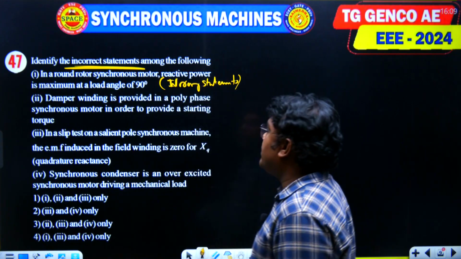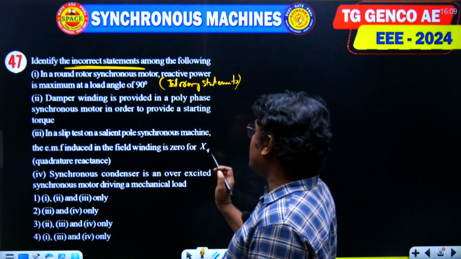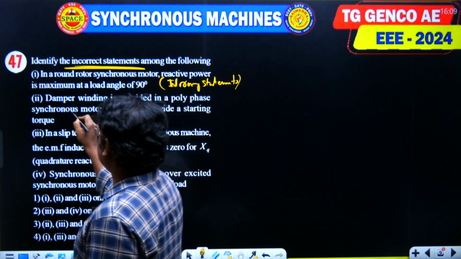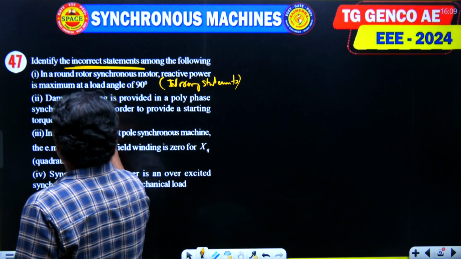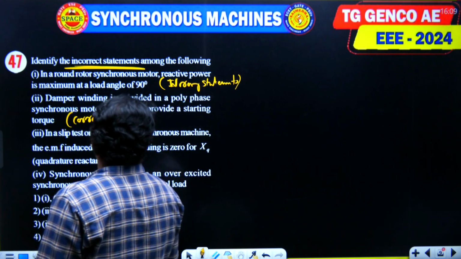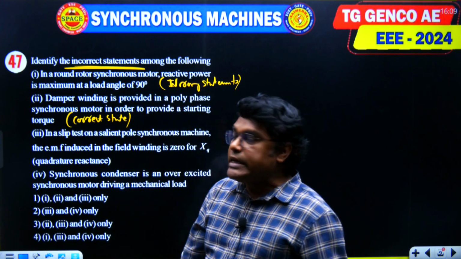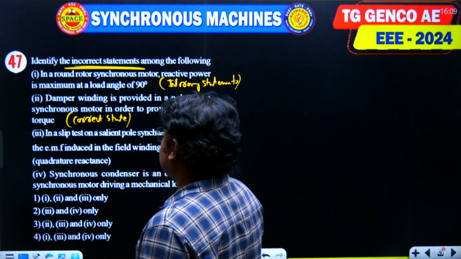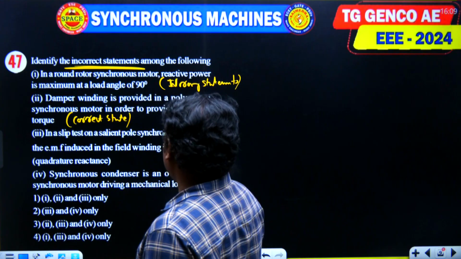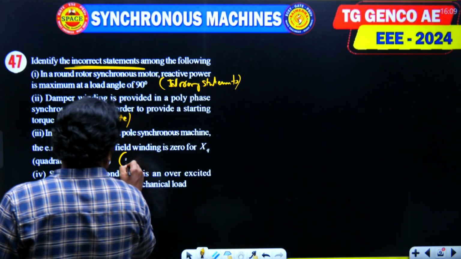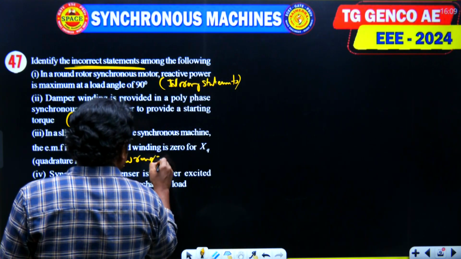Damper winding is provided in the polyphase synchronous motor in order to provide the starting torque. So this is a correct statement. The function of the damper winding is starting purpose and also to reduce the hunting in the machine. In the slip test of the salient pole synchronous machine, the EMF induced in the field winding is 0. So field winding is not 0, this one is the wrong statement.